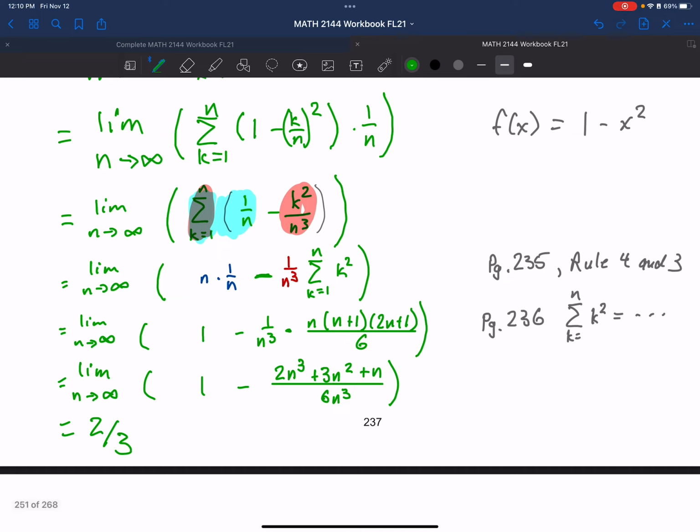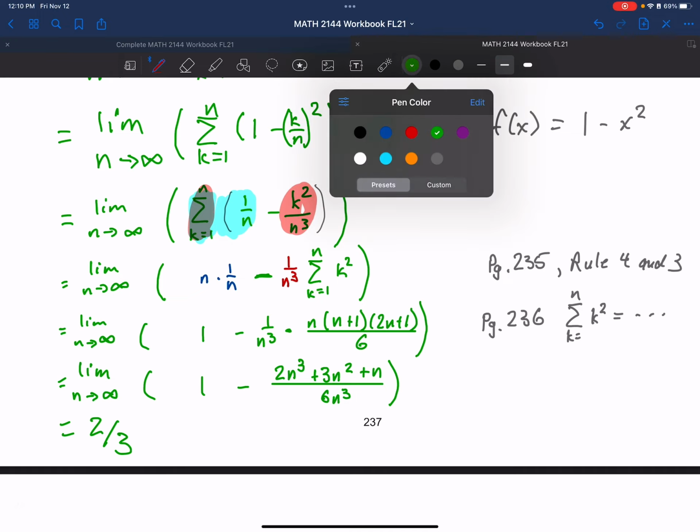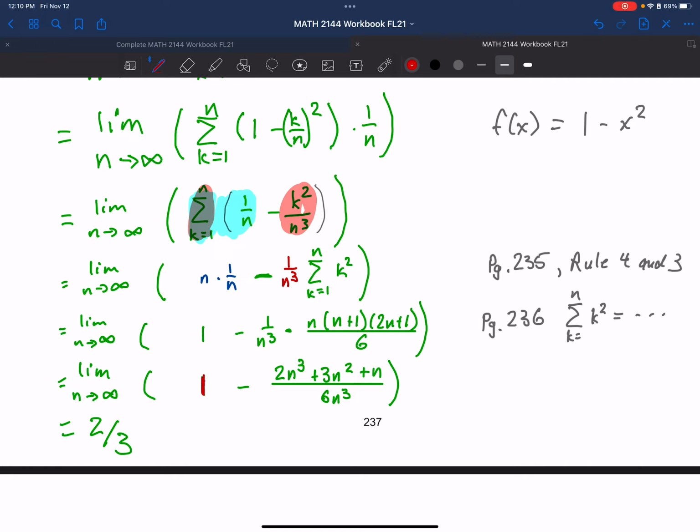Then we're almost there. So we can take the limit. Remember the limit of a constant. So the limit of 1 is simply 1. And then does anyone remember what the limit of this term that I've circled in red would be?